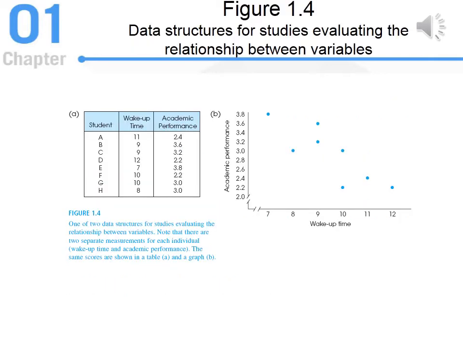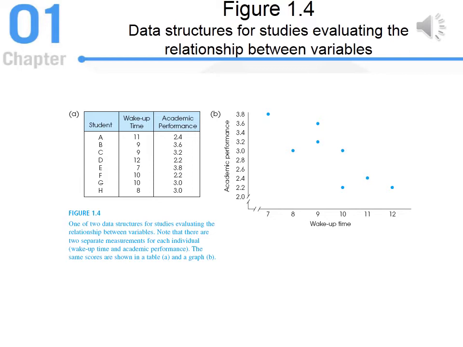Here are a couple graphics depicting the correlation. In frame A, you can see that several students participated in this study. We labeled them A through H. We measured them on two variables, wake-up time and academic performance. Nothing was manipulated, nothing was changed. We simply observed two values for each student and recorded them. We asked them what time they woke up, and then we measured their GPA.